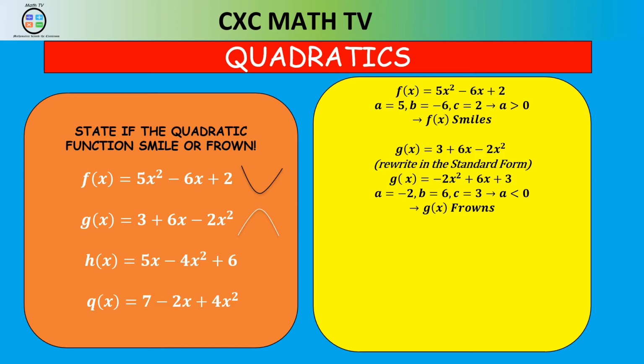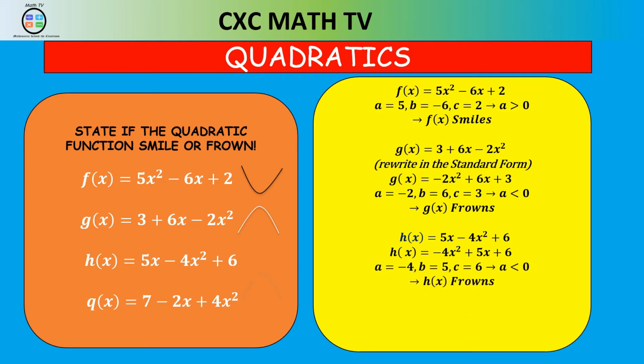H of x, we do the same. We put it in standard form. Minus 4x squared plus 5x plus 6. A is negative 4. B is 5. C is 6. And so a is less than 0. And so h of x frowns.